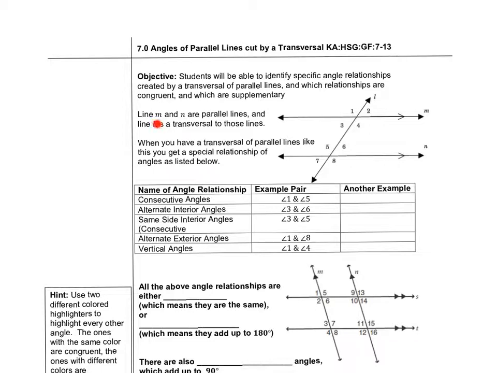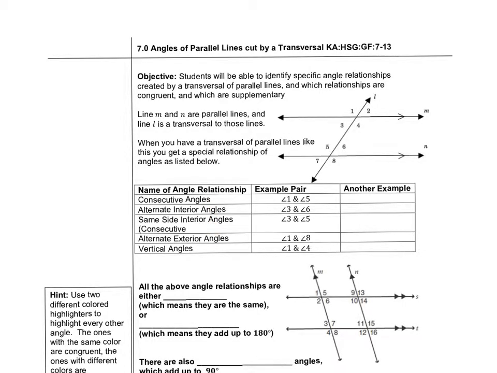So here we have line M and N. These are parallel lines, and line L is the transversal to those lines. That's all that means. Transversal is just a line that cuts through at least two other lines. When you have a transversal of two lines that are parallel, you get a special relationship of angles as listed below.